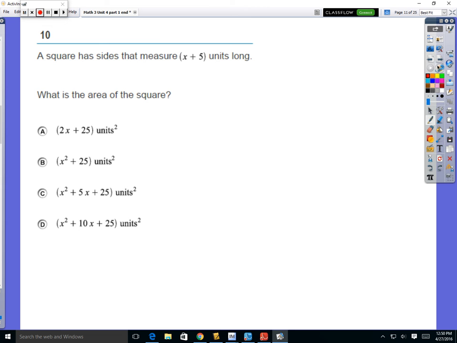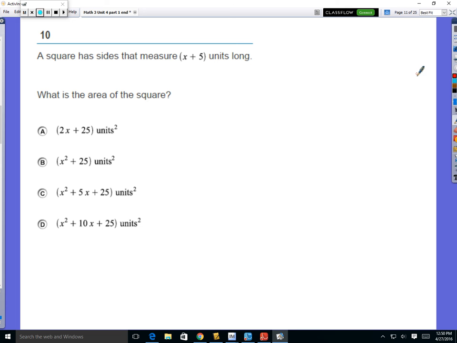Number 10. That was 10. Oh, this one's 10. Huh. What?